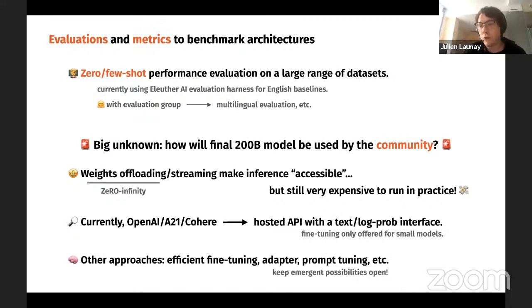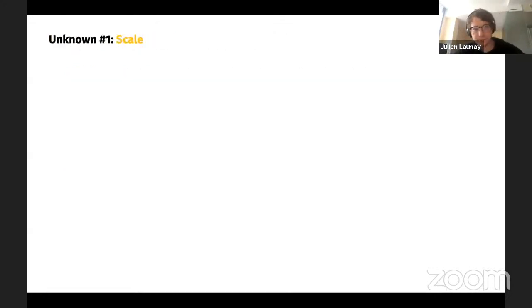But we don't want to close the door to other approaches, because this is a very active area of research, how to use these very large models in a good way. There is work on efficient fine-tuning, adapters, and prompt tuning, and we want to keep these emergent possibilities open. We don't want to build an architecture that will not have all of these cool aspects.